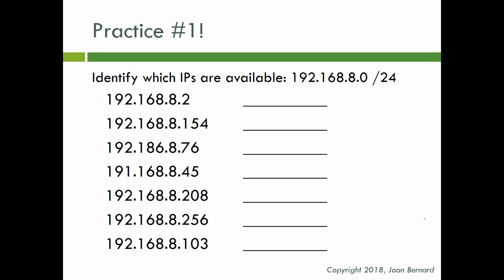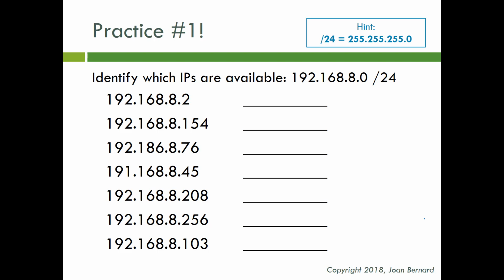Yep, it's time to practice. Identify which IPs are available in the 192.168.8.0/24 network. Here's a hint. The dotted decimal subnet mask is 255.255.255.0. That means that in order to be in this network, the IP address must start with 192.168.8. Feel free to pause the video, grab some scratch paper if needed, jot down your answers, and resume the video when you are ready to compare your answers to mine.